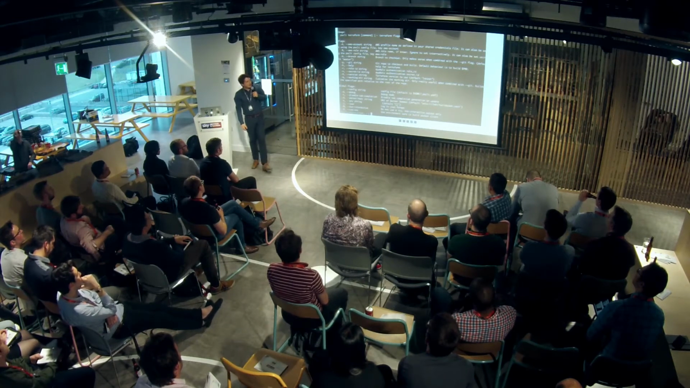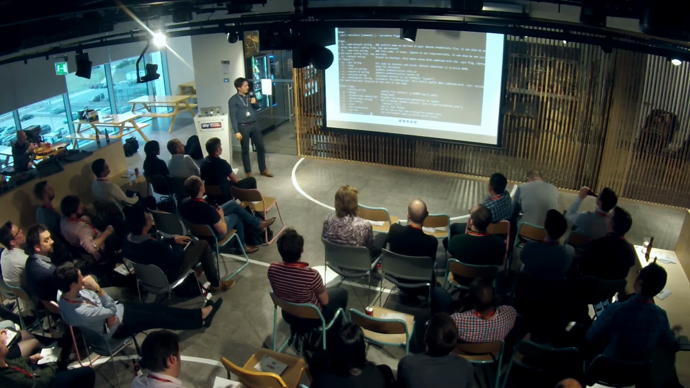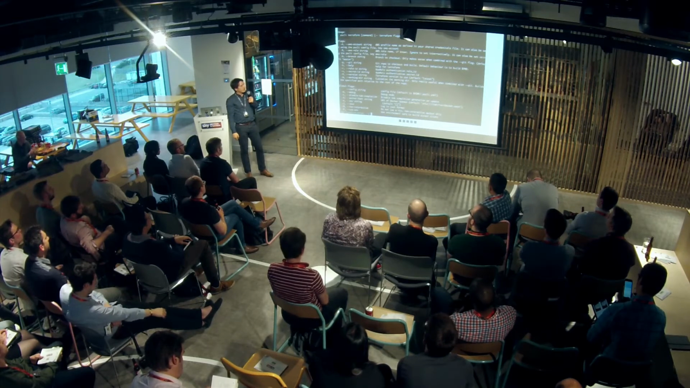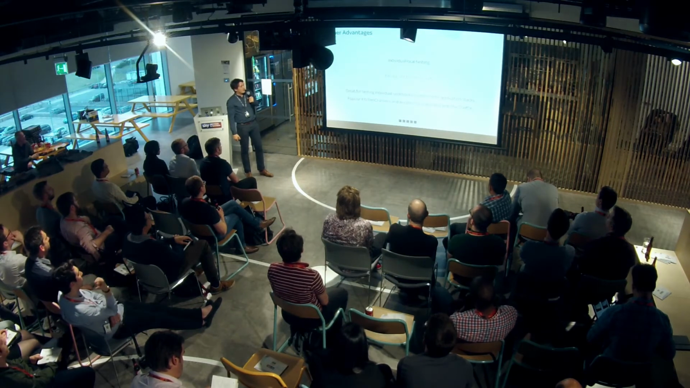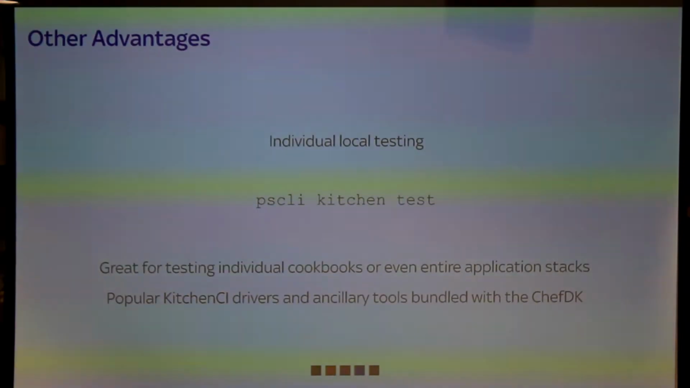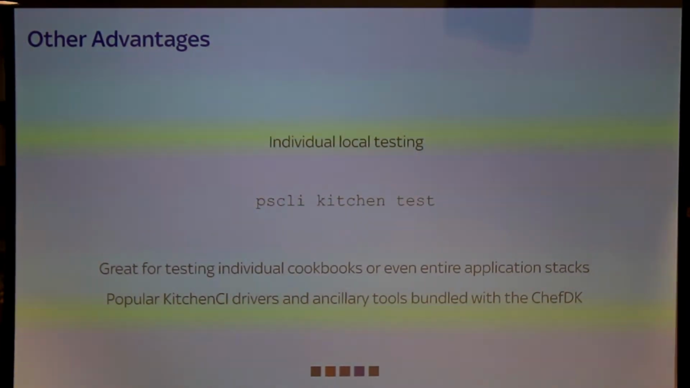Other advantages of this, and things that we've found really help developers, is that you can do things like individual local testing like this. I don't know if anybody's familiar with Test Kitchen, but it's a testing framework for Chef cookbooks. You can use it to test individual configuration management, individual recipes or playbooks if you're from Ansible land, as well as full stack integration tests.